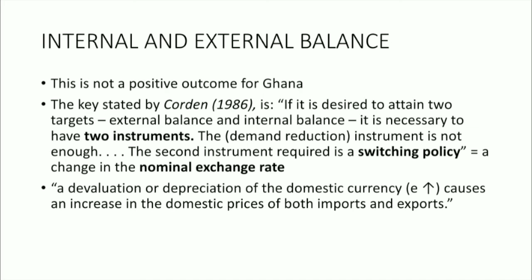There's a key point stated by Corden, 1986: if it is desired to attain two targets, which are external balance and internal balance, it is necessary to have two instruments. The first one is the demand reduction that we have already talked about, and the second one is a switching policy, or you can say a change in the nominal exchange rate. And if you remember from the previous chapter, a devaluation or depreciation of the domestic currency causes an increase in the domestic prices of both imports and exports.